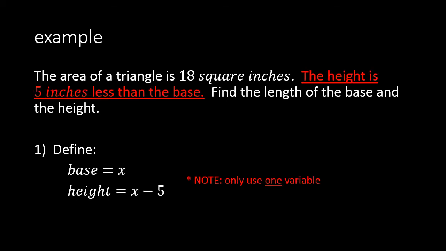Well, there it is. It's my second sentence. The height is 5 inches less than the base. So 5 inches less, that means you're taking 5 away. So my base was originally x. I'm taking those 5 inches away, which means subtracting 5. And again, I want to make a giant note here. We only want to use one variable.